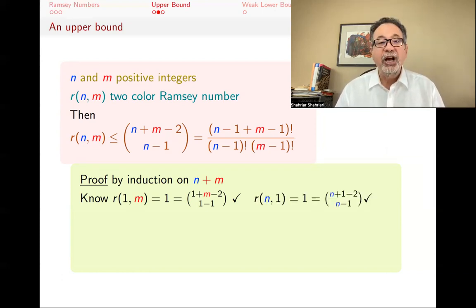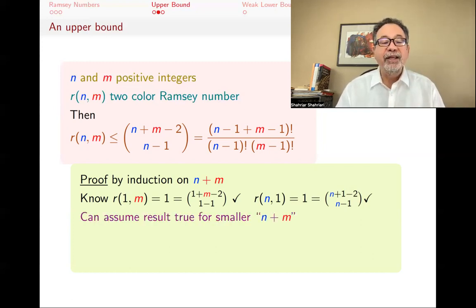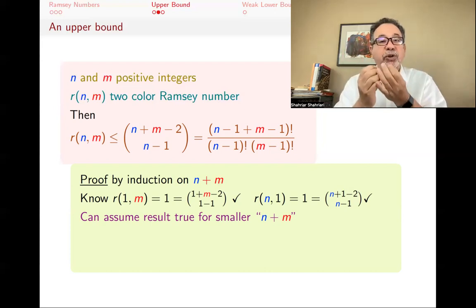We also check R(n,1) as our base case, and that gives you (n-1 choose n-1), which is also 1, which is correct. So we just check those, and then after that, for n and m bigger than 1, we work like this. We're trying to prove this for one particular combination of n and m. We'll assume that's true whenever n plus m is smaller than the one we're looking at.